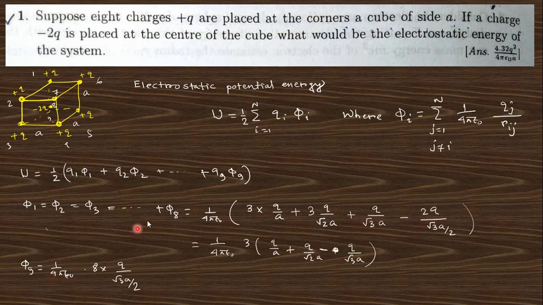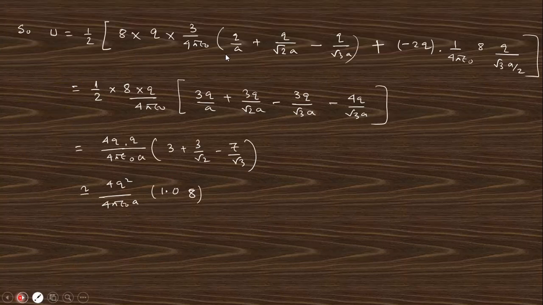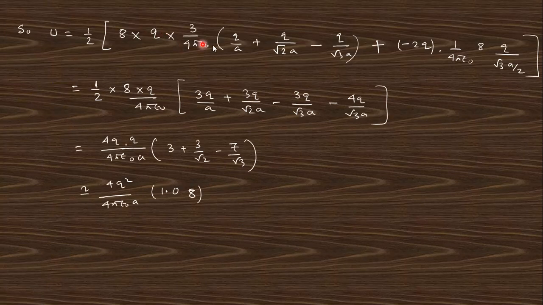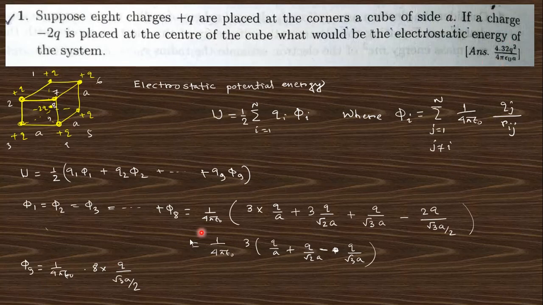And phi 9, the potential at the ninth position, the center, will be 1 by 4 pi epsilon naught times q over root 3 a by 2, for every point is situated at root 3 a by 2 separation, and these 8 are symmetric, that's why 8 into this. So we find the potential at each point, and if you multiply the charge by its potential, you will get the total electrostatic energy of this system. There are 8 charges at symmetric positions and 1 at the unsymmetric position, so 8 into this potential and 1 minus 2q into that potential. If you evaluate, this will be the answer, but this answer does not match the given answer.